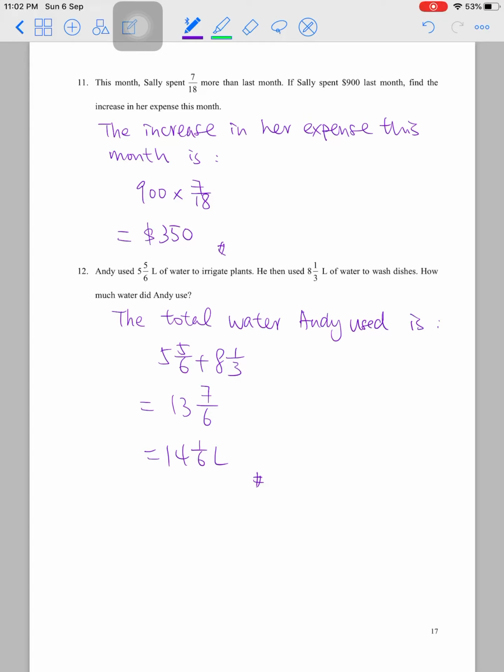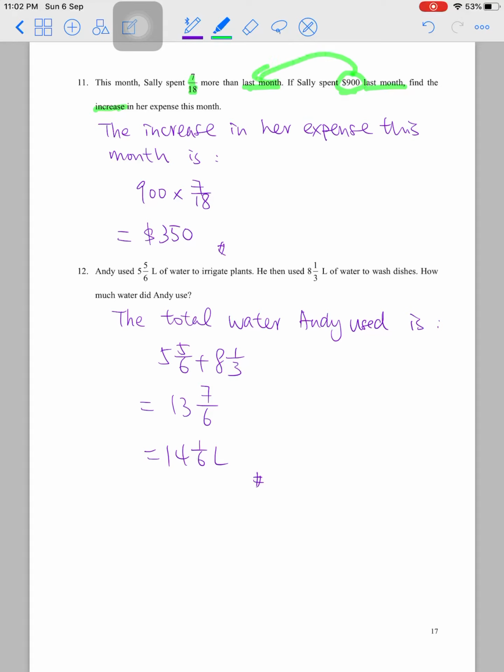I'm talking about page 17, question 11. This question says that this month Sally spent 7 over 18 more than last month. Last month Sally spent 900. You are finding the increase in her expense this month. The increase only, so use last month.